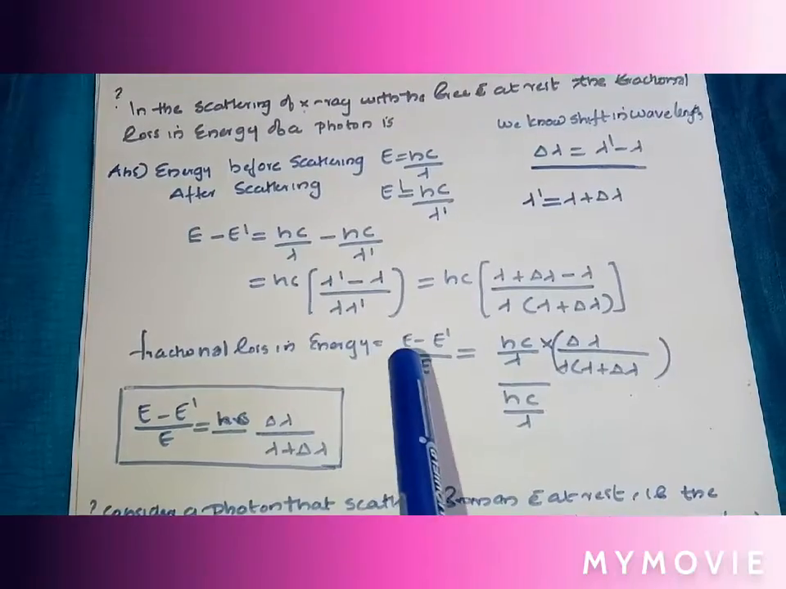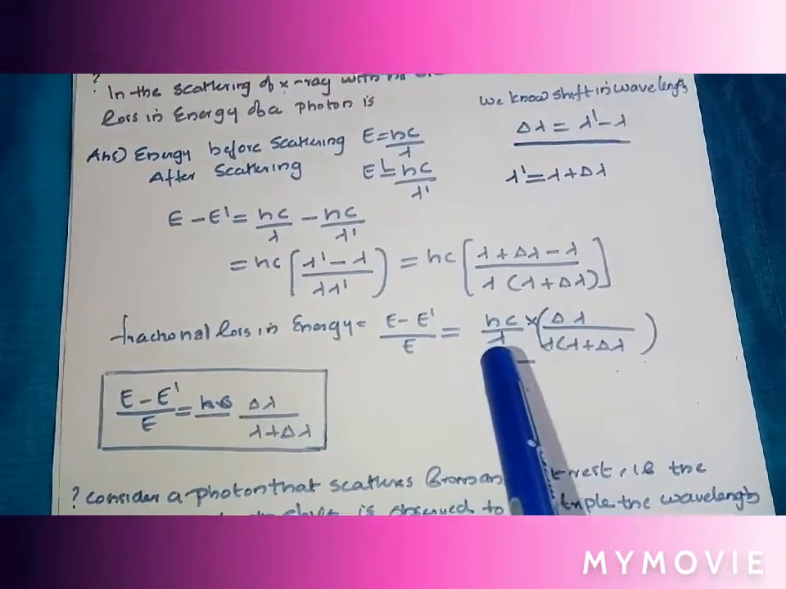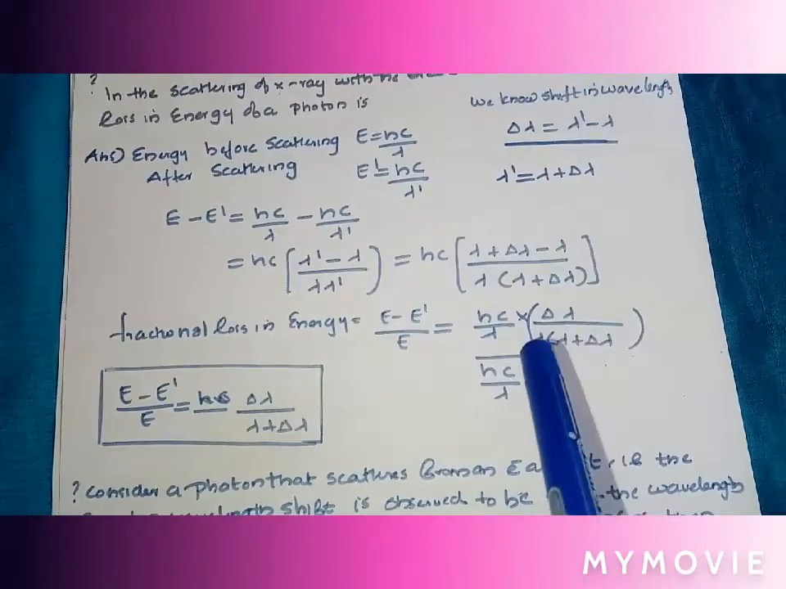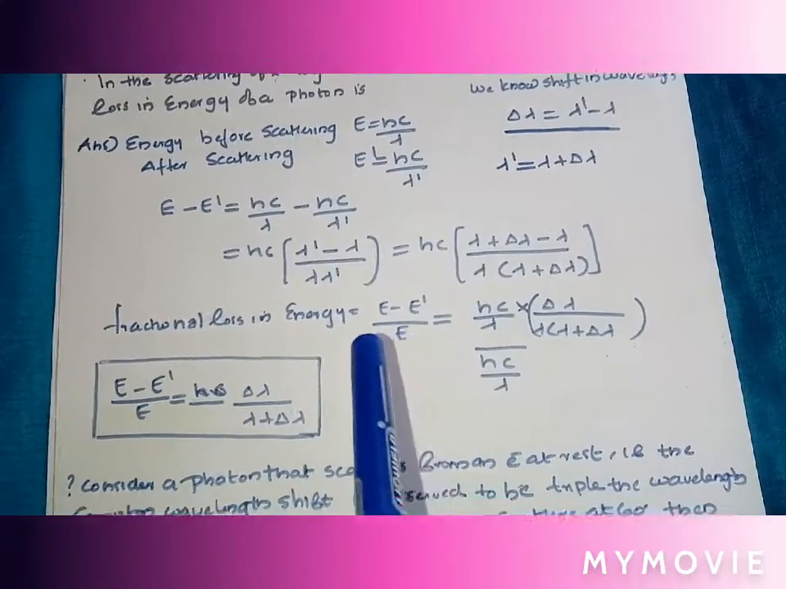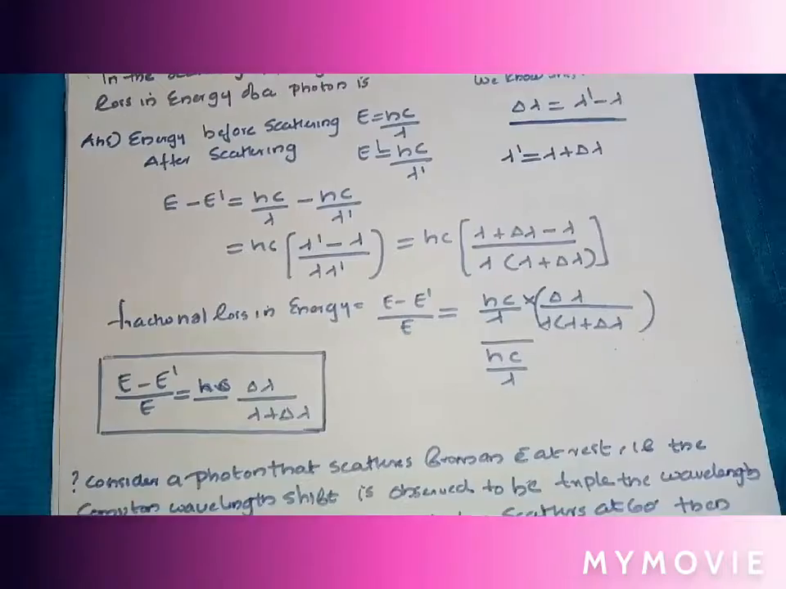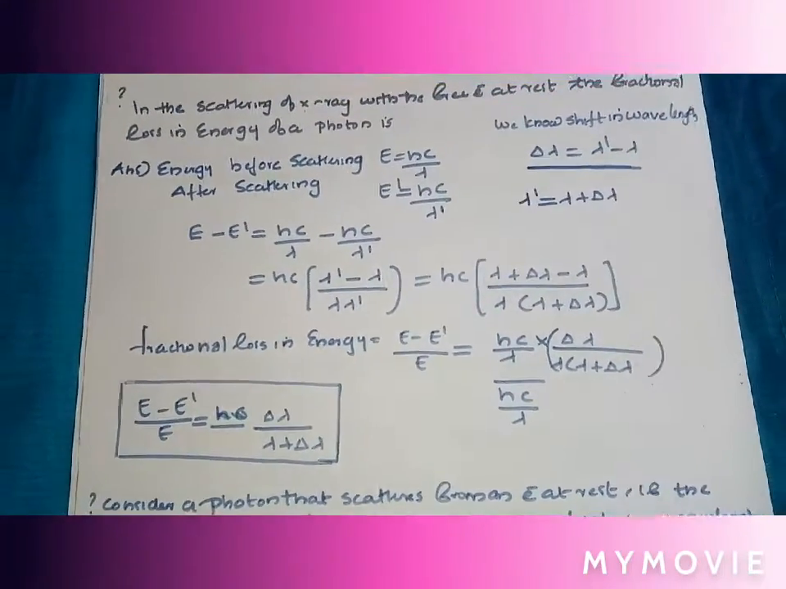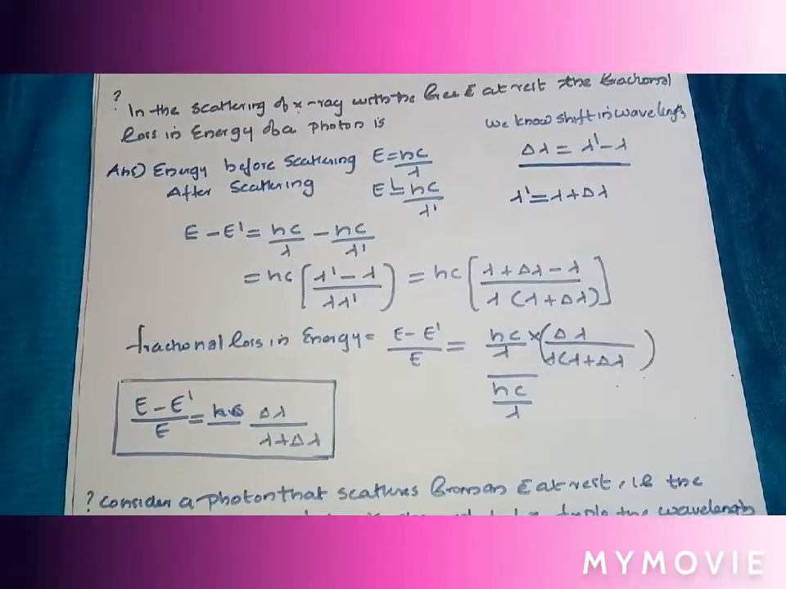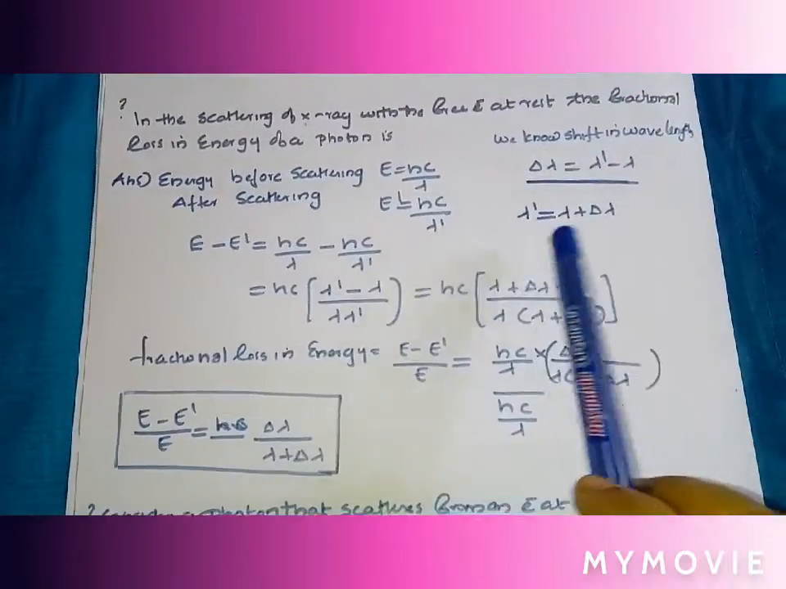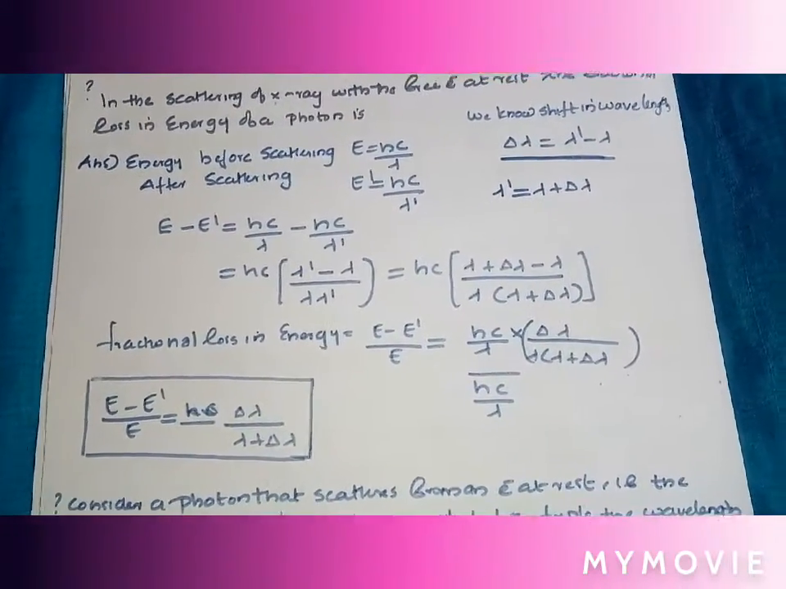So E minus E prime is hc by lambda times delta lambda divided by lambda into lambda plus delta lambda. E is also hc by lambda, so hc by lambda cancels. We get the fractional loss in energy as delta lambda divided by lambda plus delta lambda. That is the answer. We just need to know the basic equation, that the shift in wavelength delta lambda is equal to lambda prime minus lambda.